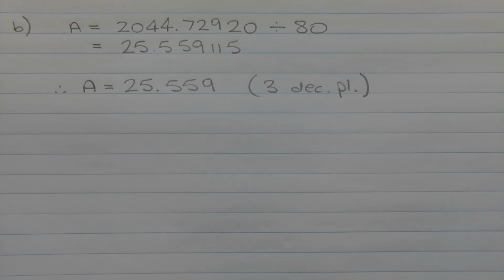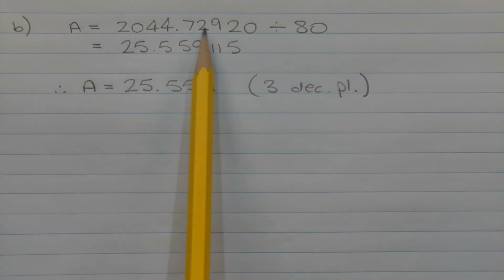Now from part A, we know that Jack deposits $80 per month over 24 months at 6% per annum, but it's 0.5% per month. And we know that the future value, or the amount in Jack's account at the end of 24 months, is $2,044.73. Now to work this out, I'm going to use the unrounded future value, that is 2044.72920. We know that this is based on an annuity of $80 per month. But the table is based on an annuity of $1 per month.